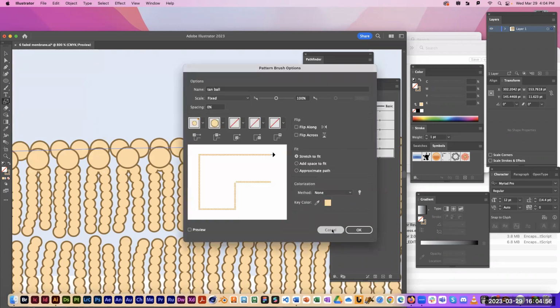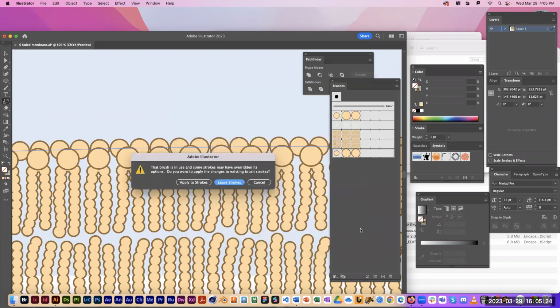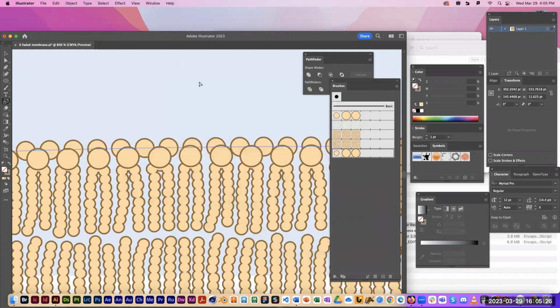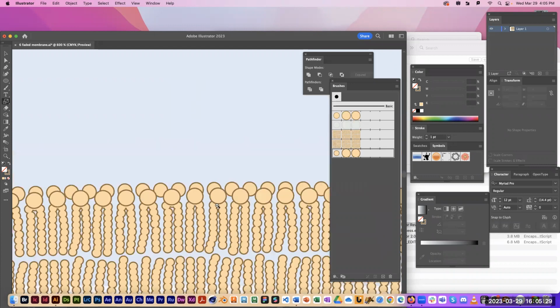If I double click on the brush, I can add spacing. The percentage here is a percentage of the width of the object that makes up the brush. The object that makes up this brush is that tan ball. So if I put 50% in here, it's going to put space equal to half the width of the ball. I probably don't want that much. Let's try maybe 20%. So you can see it's added a little space.